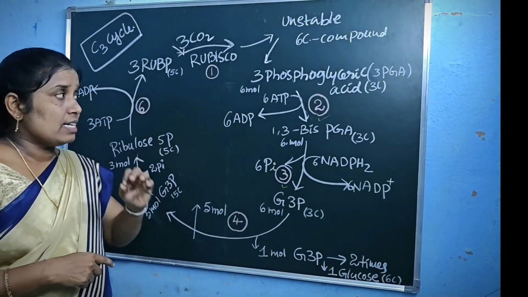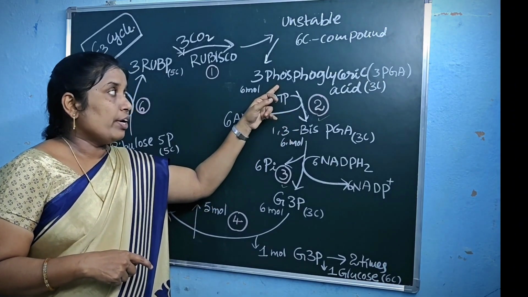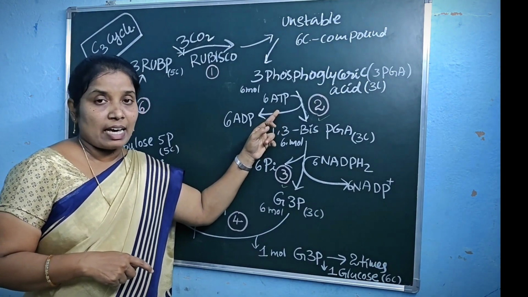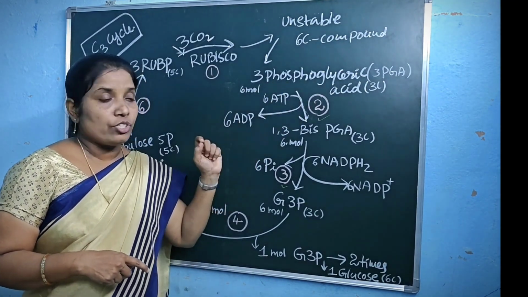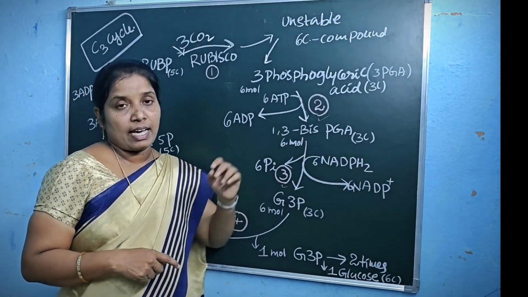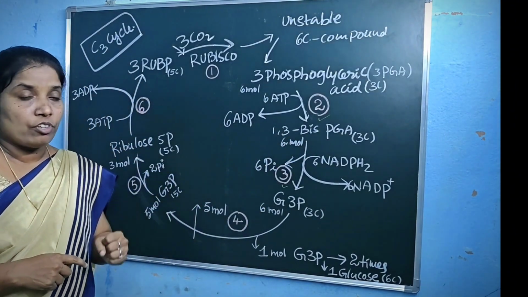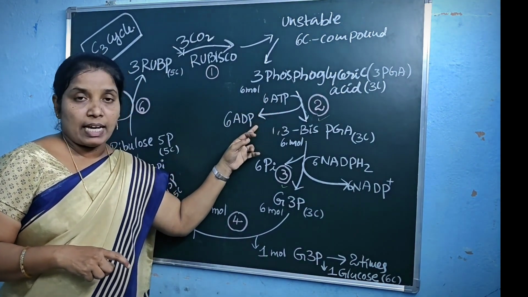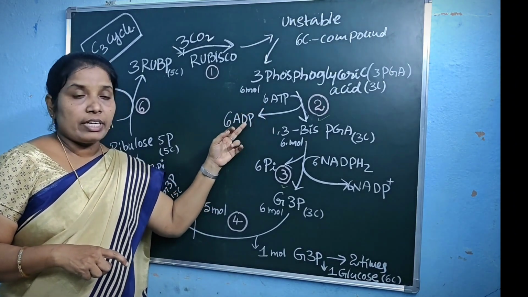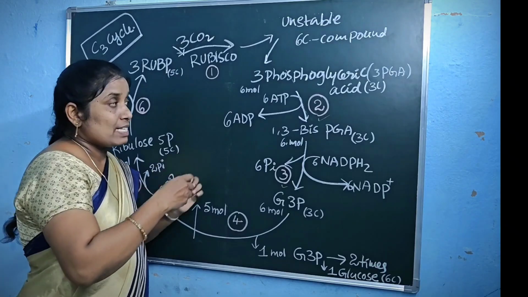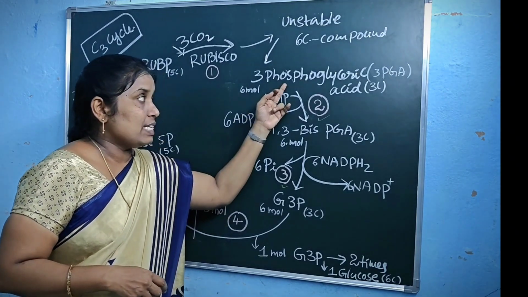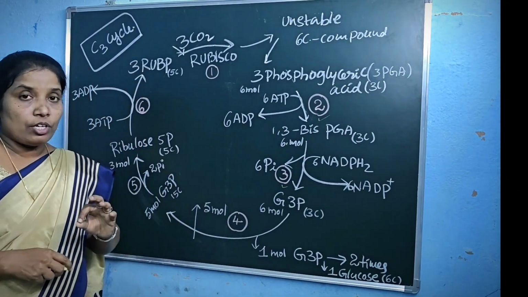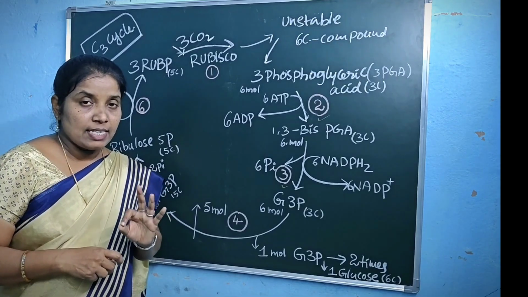In the second step, the 3-PGA undergoes phosphorylation. In presence of an enzyme kinase, 3-phosphoglyceric acid is converted into 1,3-bisphosphoglyceric acid. In this step, 6 ATPs are utilized. 6 ATPs are converted into 6 ADPs, so 6 phosphate groups are added to the PGA molecules, and they convert into 1,3-bisphosphoglyceric acid. 6 molecules of 1,3-bisphosphoglyceric acid are generated.